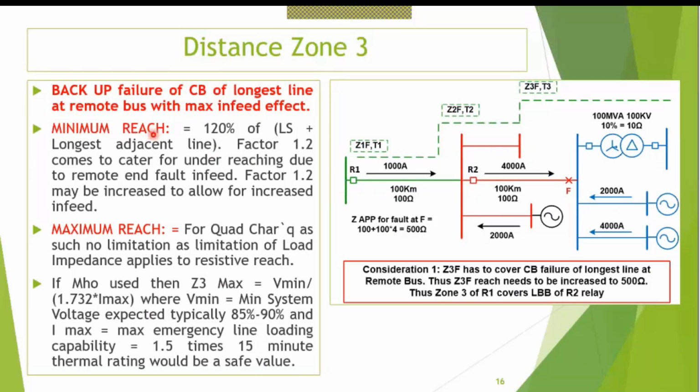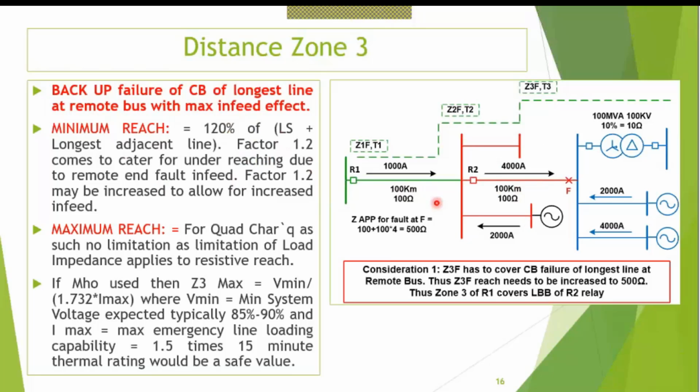So generally the minimum reach is 120% of line section plus longest line. Line section plus longest line, it will take, and 120%. This factor 1.2, this 120% comes from underreaching due to remote end fault infeed.